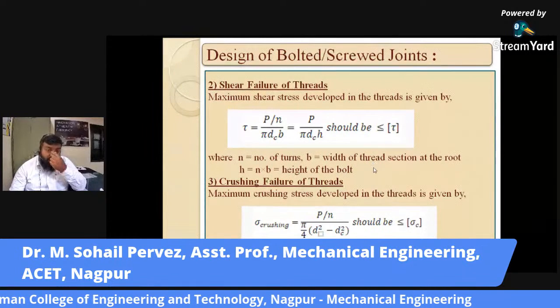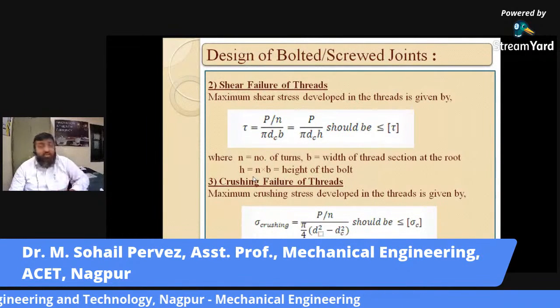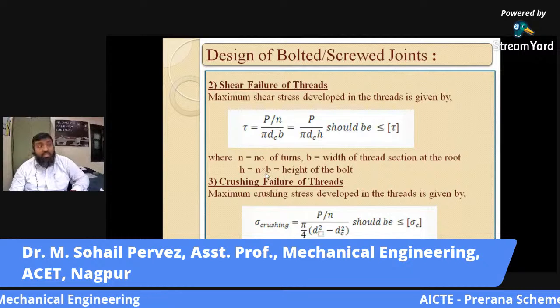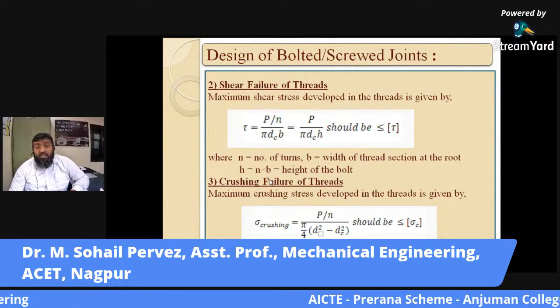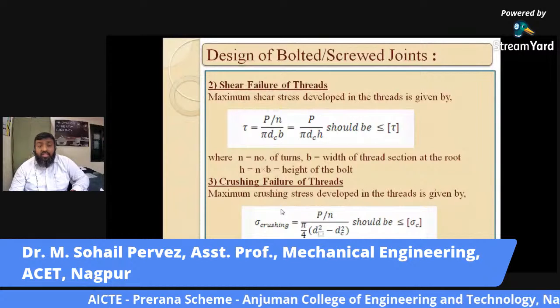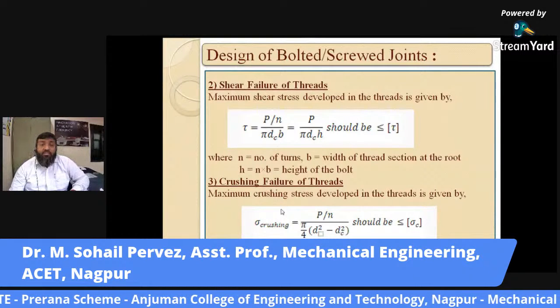DC is a root or core diameter. Now, if you want to calculate the height of the bolt, H is equal to N into B. Again, the same can be written in this equation. Next is crushing failure of the thread.